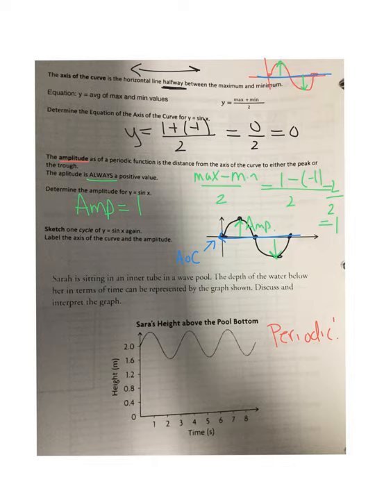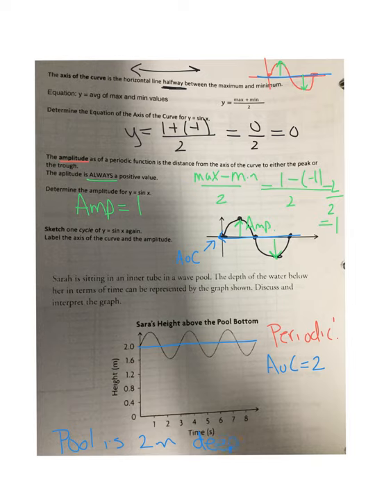The next thing that I'm going to see is that the middle of this graph, or my axis of the curve, is going to be right here at 2. This means that this is her middle point. Now, if you're thinking about this, a wave pool, if there were no waves, that would mean that the pool is 2 meters deep.